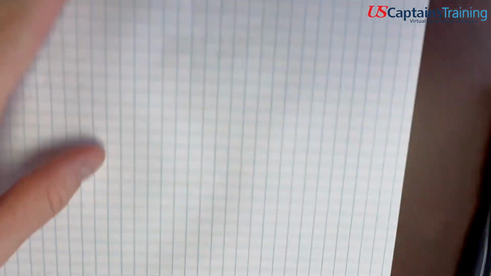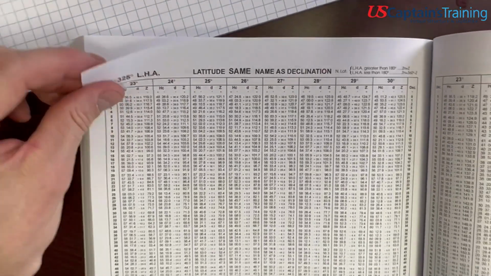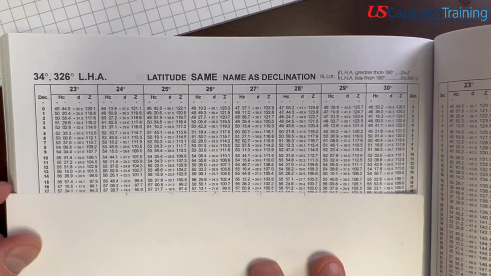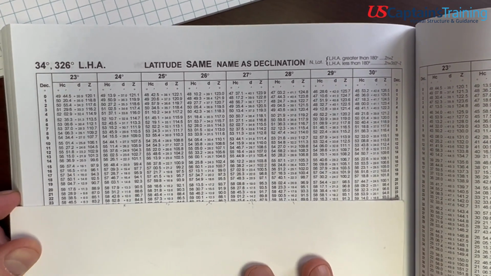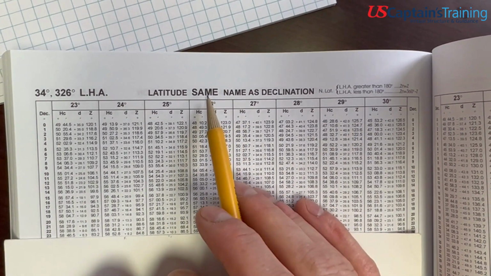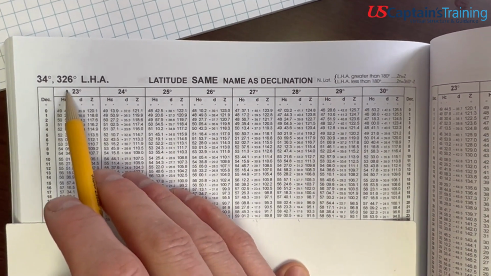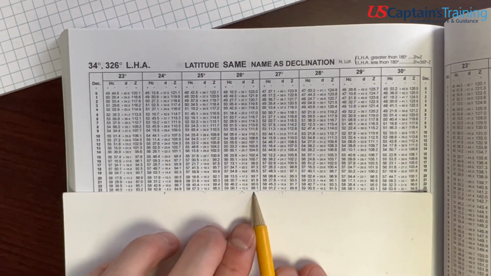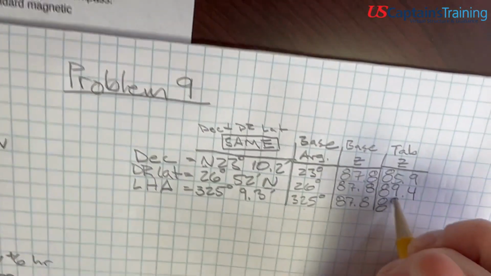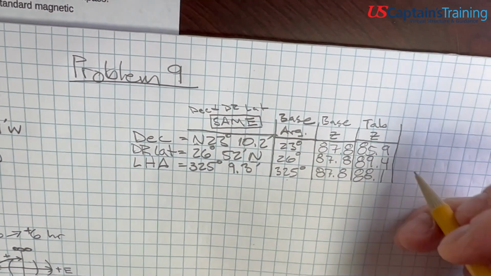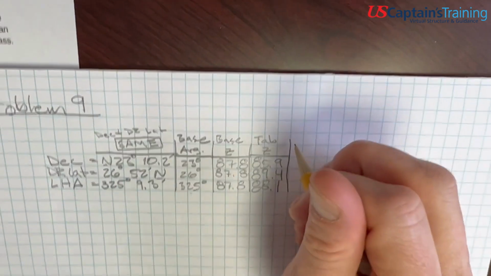89.4. Last one. So this bumps up to 326. We're going to have to turn the page. There they are. 326, same. And our declination's 23. Like to underline 23 right away. And now we make sure we're same. 326, 26, Z column down to 23 declination, 88.1.